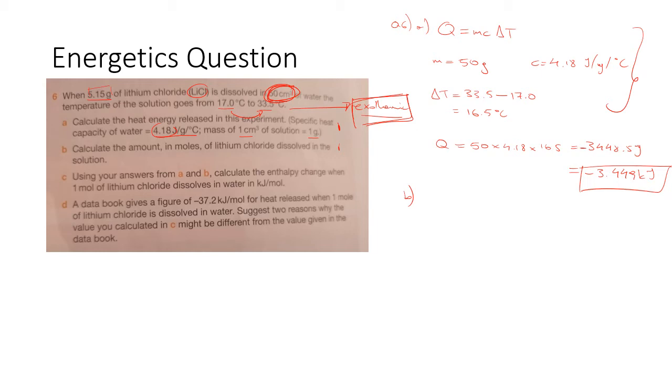So for B, we know that the number of moles, n, equals the mass of the substance divided by its molar mass. In this case, to find the number of moles of lithium chloride, we have the mass of lithium chloride, which we're told is 5.15 grams, over the molar mass, which if we calculate, check with your periodic table, is 42.394 grams per mole.